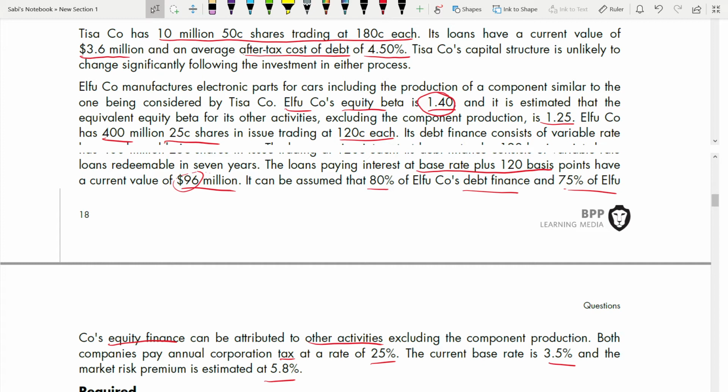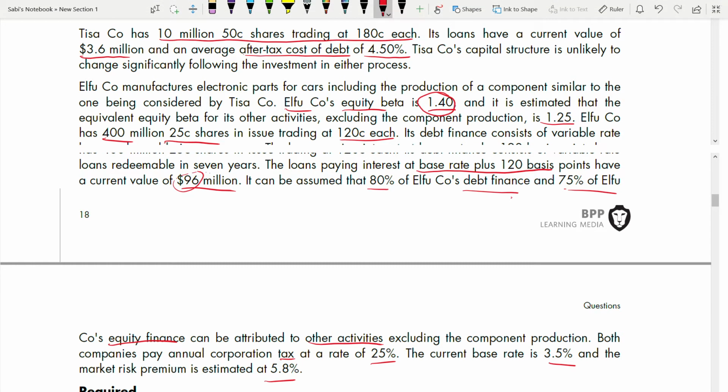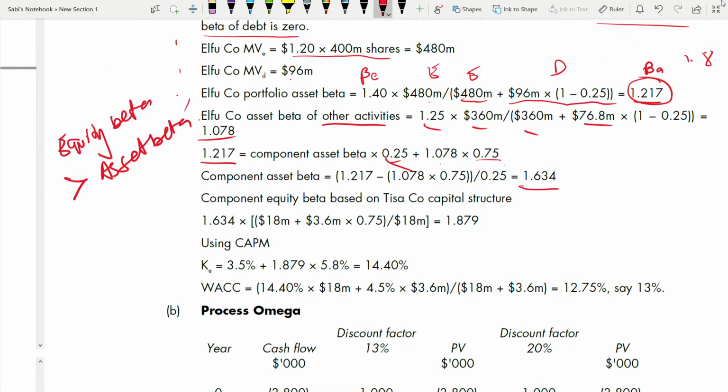Okay. So read this line again. Right? This is not clear cut. Here they are saying it can be assumed that 80% of L4 company's debt finance and 75% of L4 company's equity finance can be attributed to other activities. So this 75% you are taking from here. You are taking the equity part. You are not taking the debt part now. Well, I'll tell you why. So you are taking this 75%. So 75% to other activities, the equity portion, means 25% will be to the component part, the balance. So that's how you are getting here 0.25, that is the component.